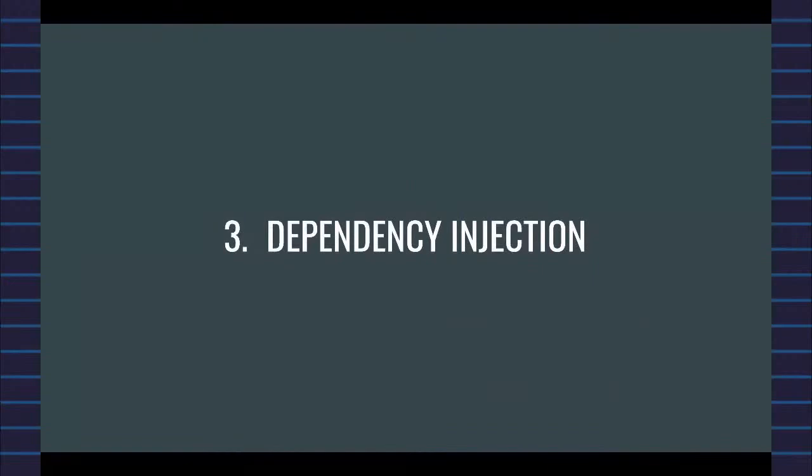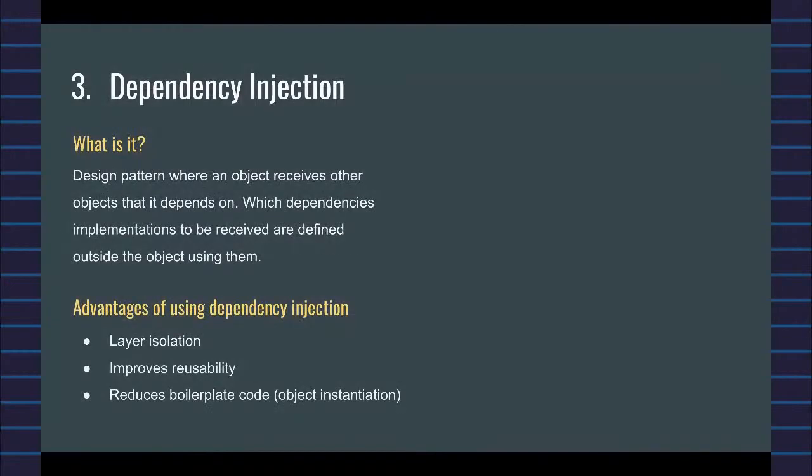Okay, so yeah, we are in the dependency injection part. So what is dependency injection? It's a complicated term or idea. So basically, it's a design pattern where an object receives other objects that it depends on. And which dependencies implementations to be received are defined outside the object using them.